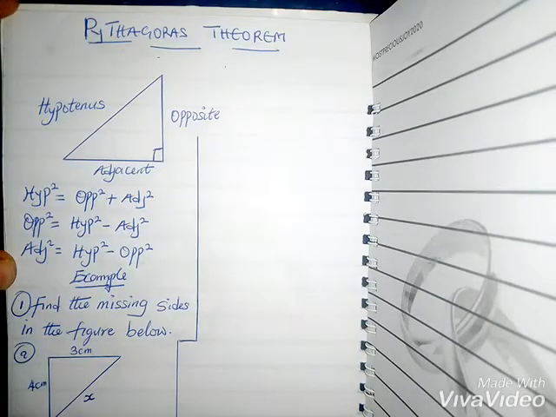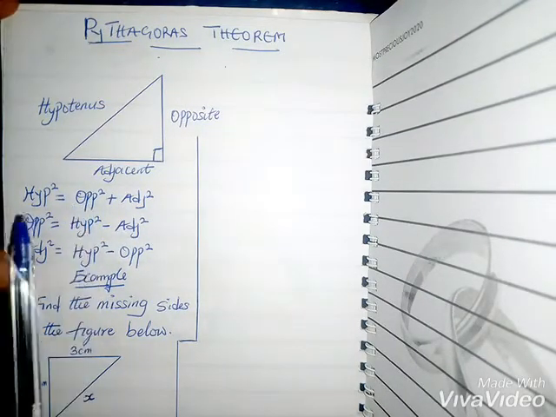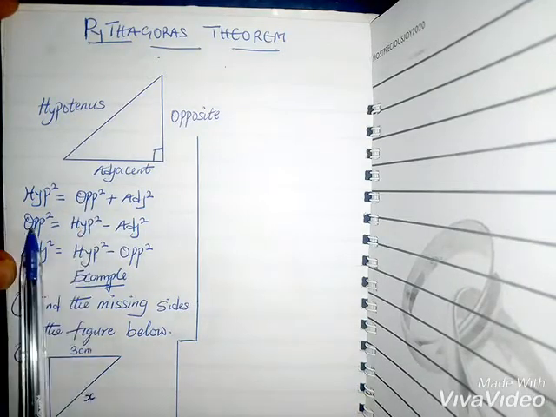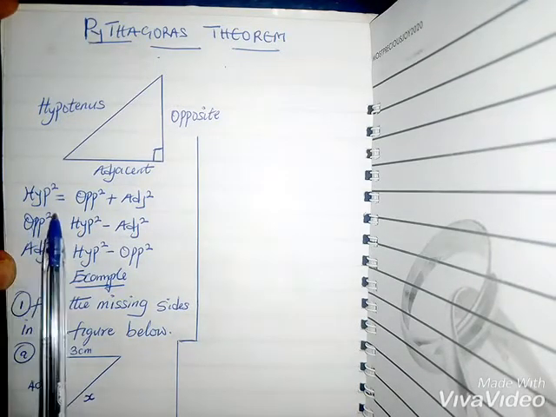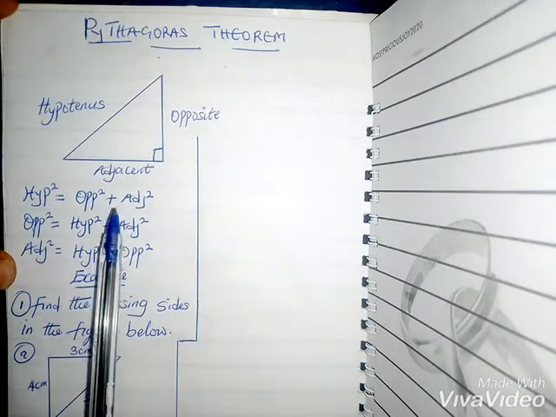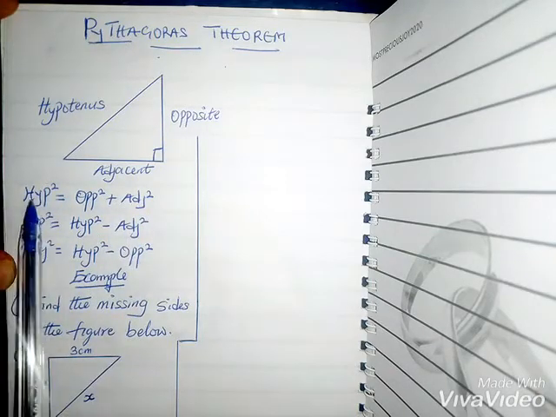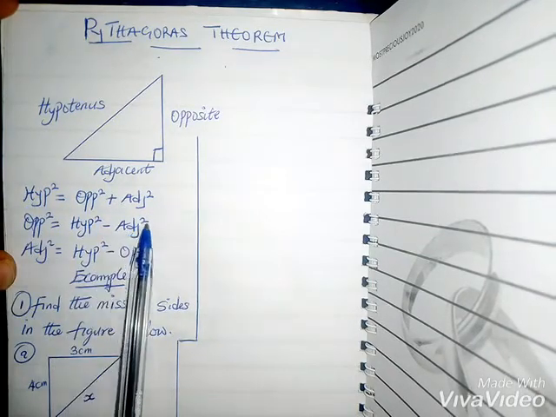Now, let's take it that we are trying to find the opposite. How do we get the opposite? Here, you make the opposite the subject of the formula. Now, opposite square is equal to, when adjacent crosses the equality sign, hypotenuse square minus adjacent square.